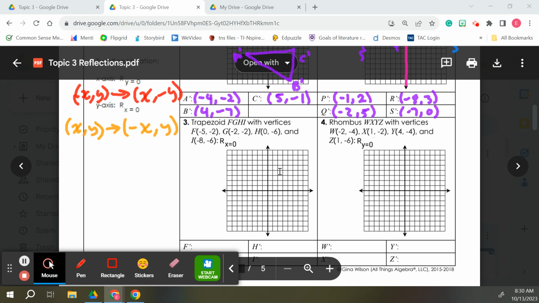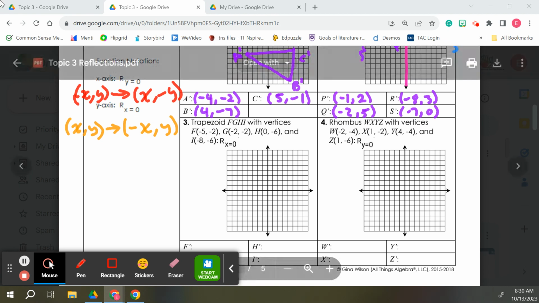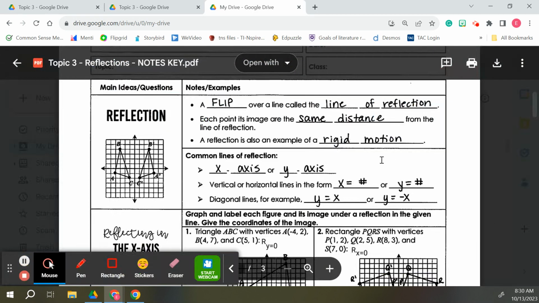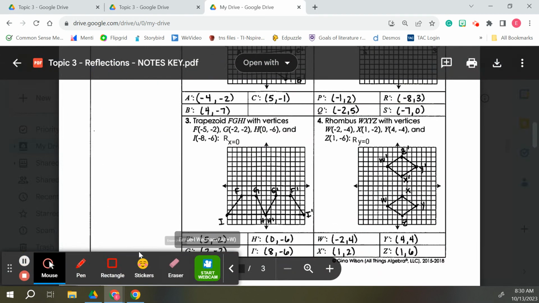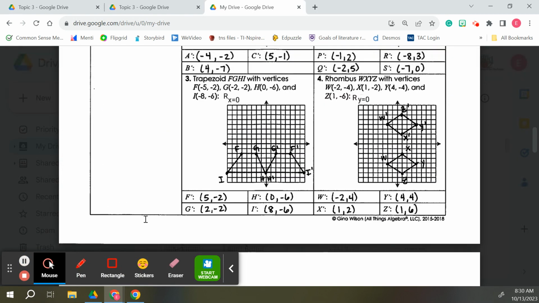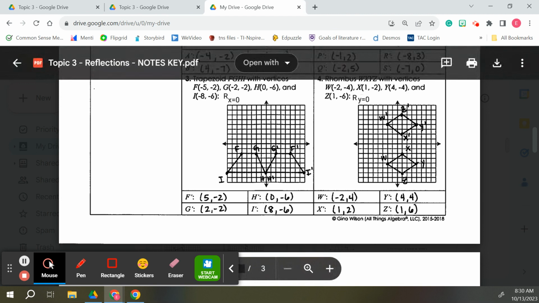All right, show hands. You're still working on these two. All right, let's check them out. I'm just gonna pull this up here. So here's 3 and 4. It's always a good idea to highlight that line of reflection so that this way you know what you're doing. Okay. So any questions on that?